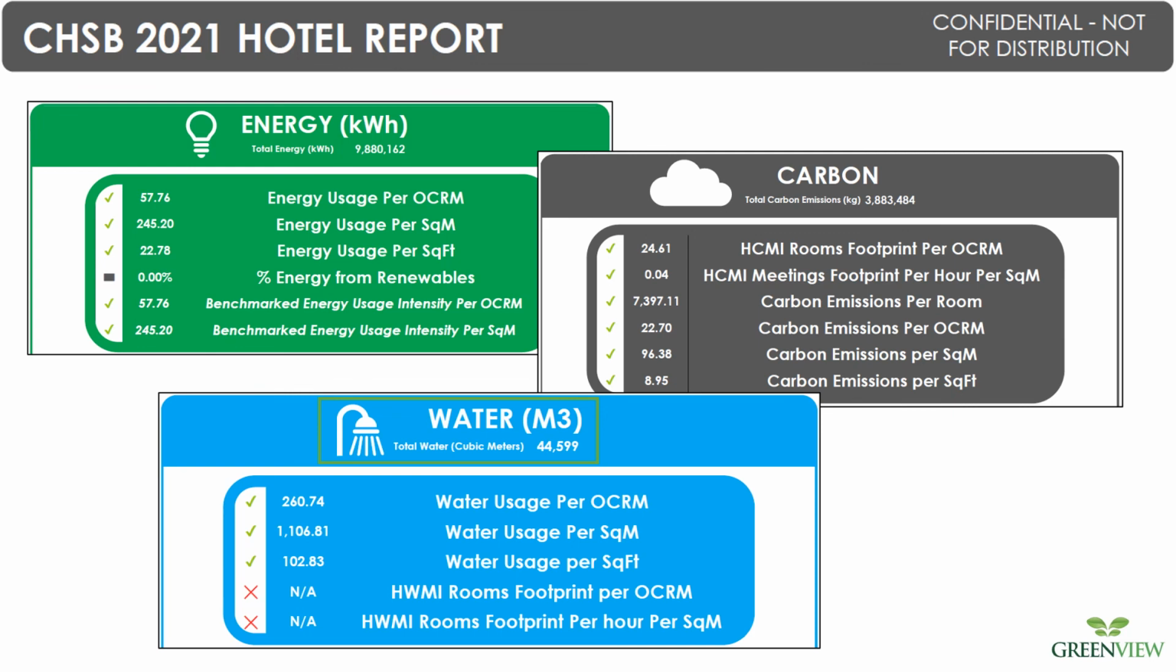In addition to annual totals, we also provide energy usage per occupied room, energy usage per square meter, energy usage per square feet, percentage of renewable energy that has been generated either on-site or off-site, water usage per occupied room, water usage per square meter, water usage per square feet, HWMI footprints, HCMI footprints, carbon emissions per room, carbon emissions per occupied room, carbon emissions per square meter, and carbon emissions per square feet. All of these pieces of information are for your reference.